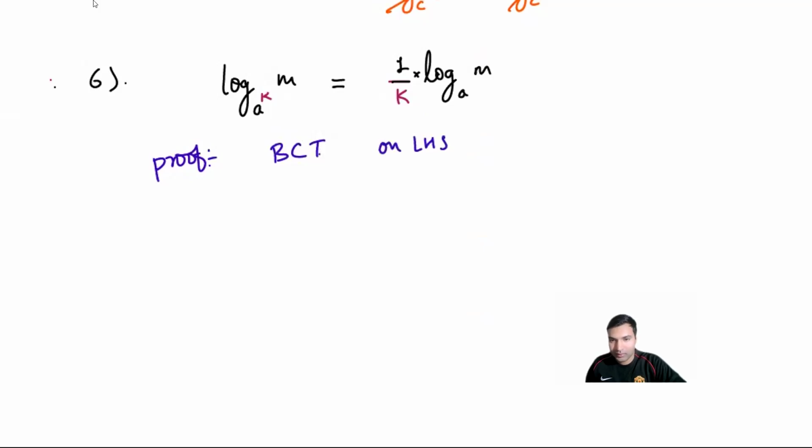Try to think. Can I write log of m to the base a power k to some base, let's say to the base a itself? So I could write it as log of m to the base a over log of a to the power k to the base a, isn't it? So I've applied the base change formula here, and therefore log of m to the base a power k can be written as log of m to base a over log of a to the power k to the base a.